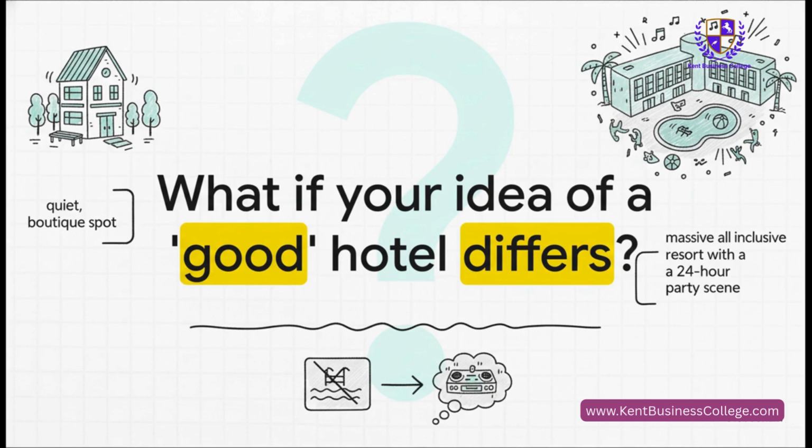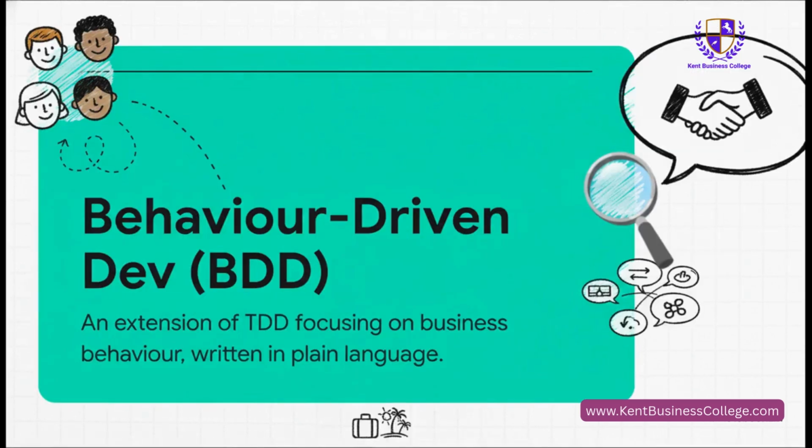We need to talk about the actual experience. And that is where behavior-driven development, or BDD, comes in. Think of it as TDD's more sociable, chatty cousin. BDD uses plain, everyday English, language anyone can understand, to describe how a feature should behave from a user's point of view. It's all about getting the business folks, the testers, and the developers in a room to agree, in simple terms, what good actually looks like.